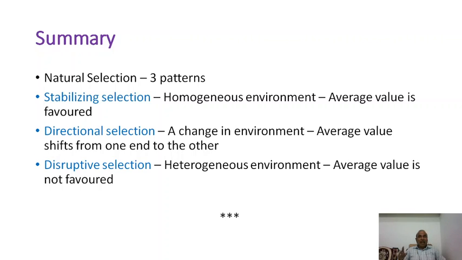Directional selection occurs when there is a drastic change in the environment. The average value is shifting from one end to another end. And disruptive selection occurs in a heterogeneous environment. Average value is not at all preferred. First one, average value preferred. Second, average value is shifted. Third, average value is not at all preferred.